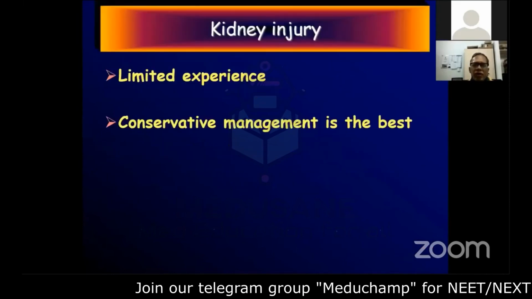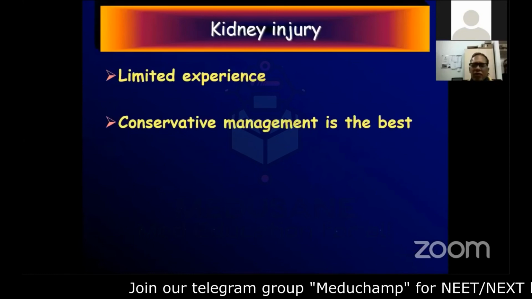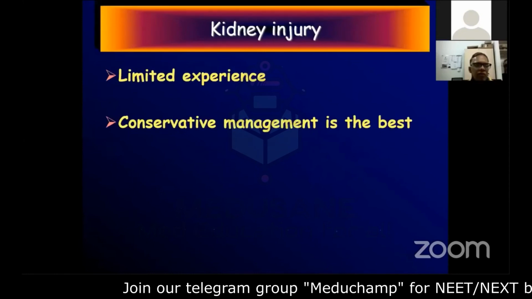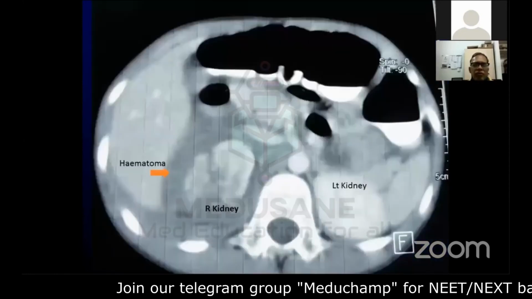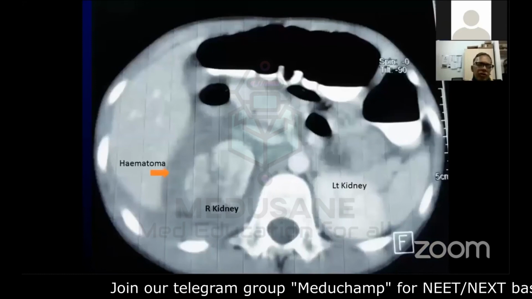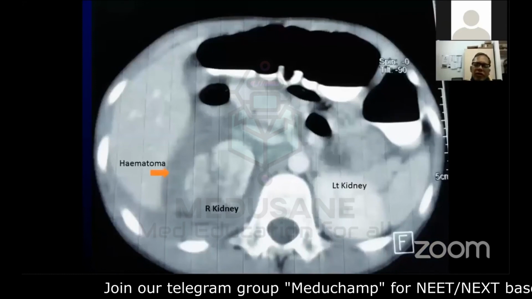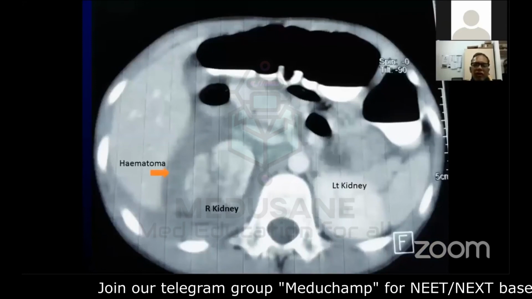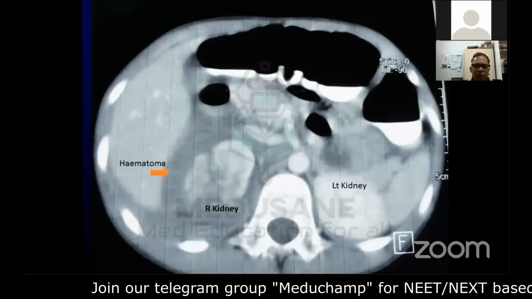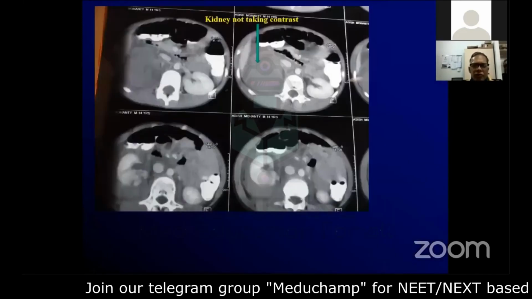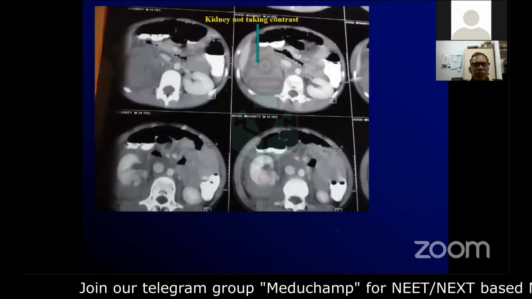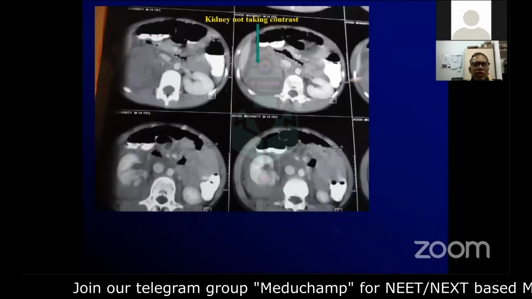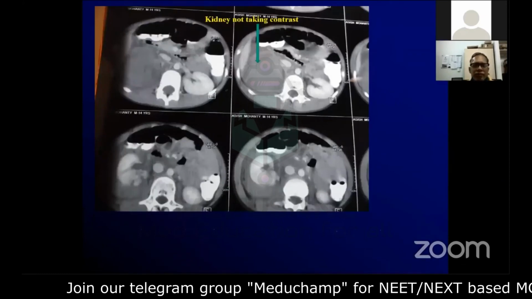Kidney injury: I have very limited experience, but whatever cases I have seen, I managed most of them conservatively, never done a nephrectomy. I'll show you a few pictures. There's a big hematoma. One great thing is that the kidney is taking contrast and is likely to survive. Here you see the upper portion of the hematoma is not taking contrast, while the lower half of the kidney is taking contrast, still worth leaving it.